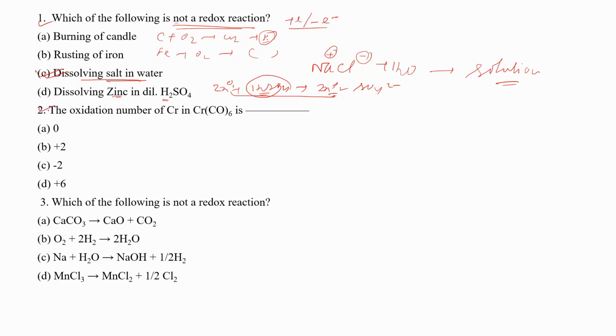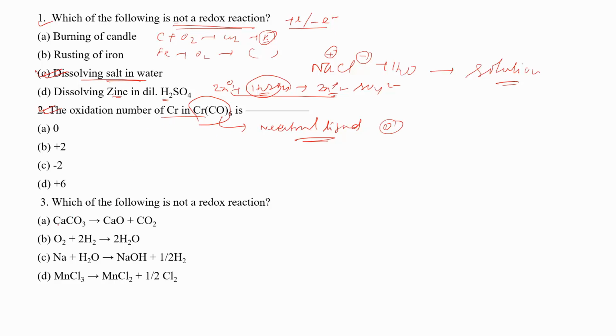The second question is the oxidation number of chromium. I have already told in the previous lecture that this is one type of transition metal complex. Here CO is a neutral ligand. Already I have said it is a neutral ligand, so it always gives charge 0. Based on that you can calculate the oxidation number of chromium.